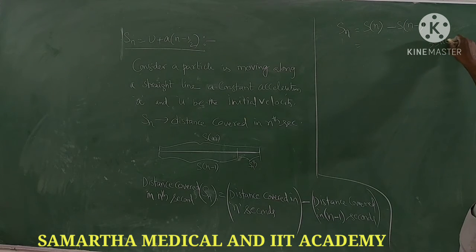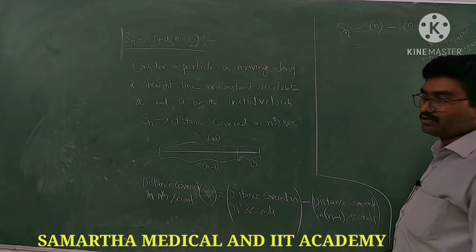You know that S is equal to ut plus half at square. This is for distance covered in t seconds. If I take t equal to n, then distance covered in n seconds is equal to un plus half an square. Next, I will substitute t equal to n minus 1 and get distance covered in n minus 1 seconds.